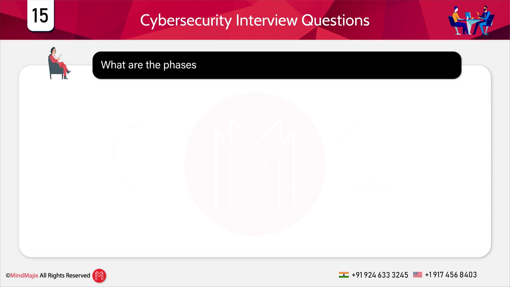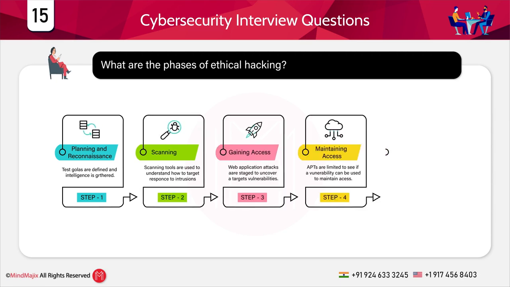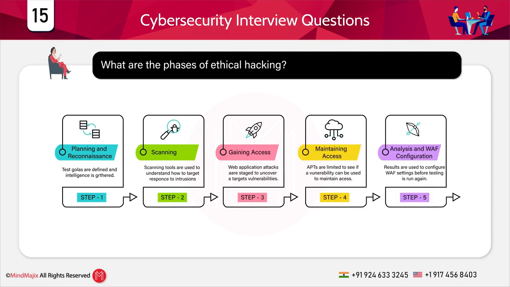Then, what are the phases of ethical hacking? If you remember, we discussed the 5 phases of ethical hacking. This is what you have to answer here: reconnaissance, scanning, exploitation, persistence, and the last one is removing tracks.